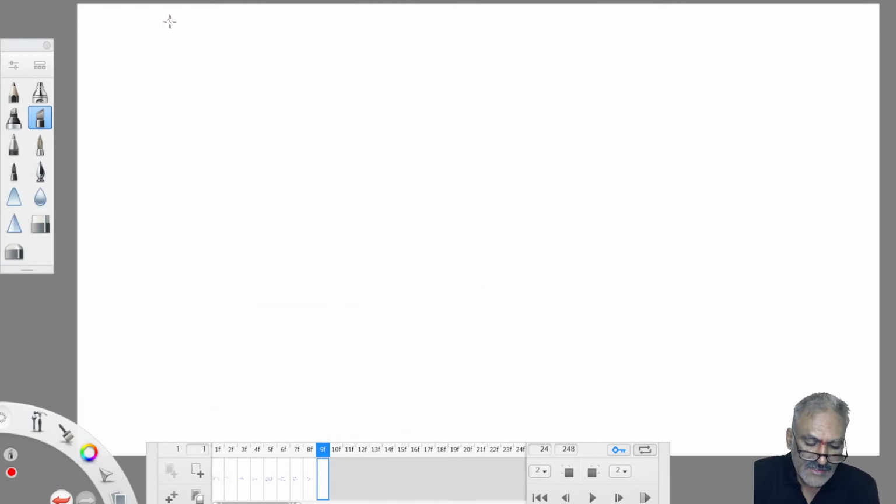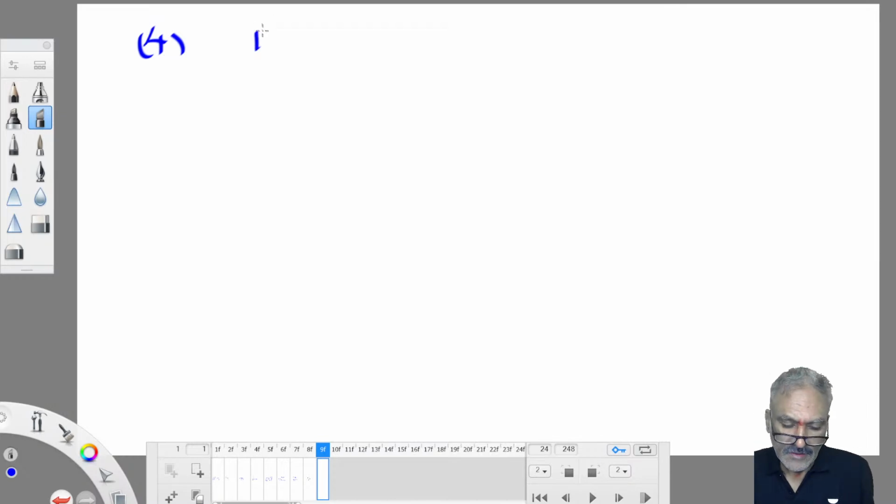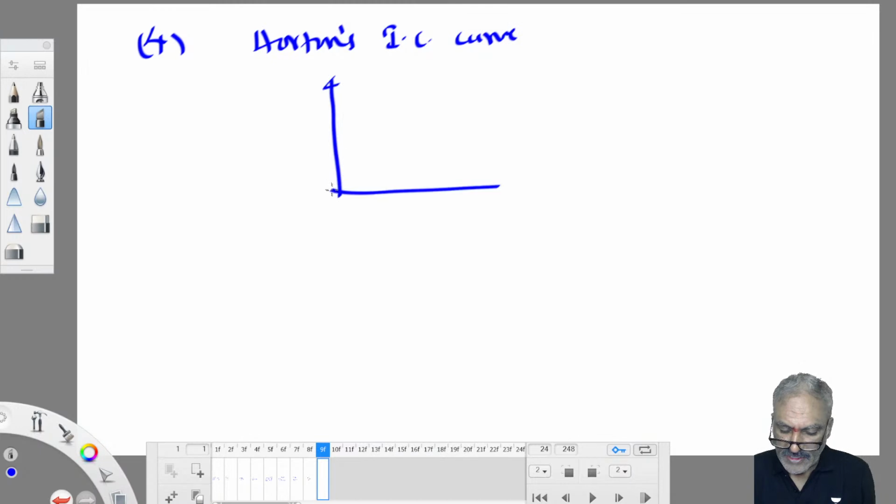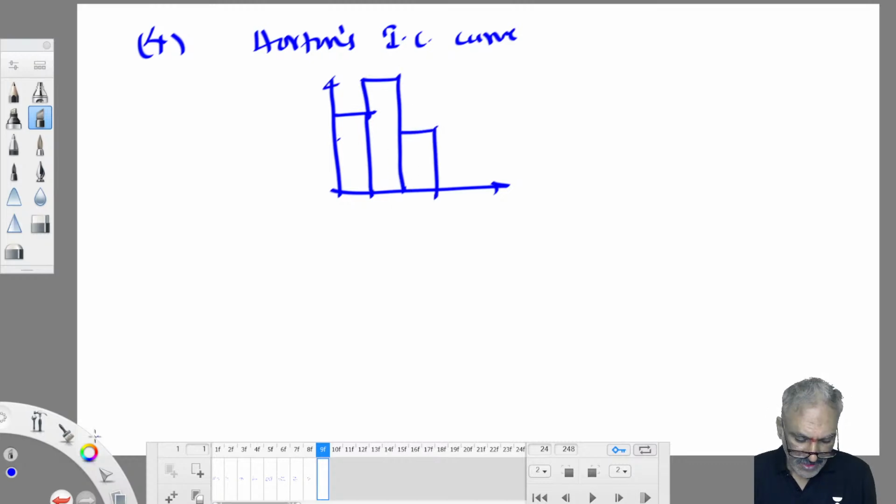Then the fourth method is Horton's curve. You can use Horton's infiltration capacity curve, which we already discussed. Horton's curve can also be used for runoff by superimposing the infiltration capacity curve over the rainfall hydrograph. The area of the hydrograph above Horton's curve represents runoff only. Measure that and you will get it.